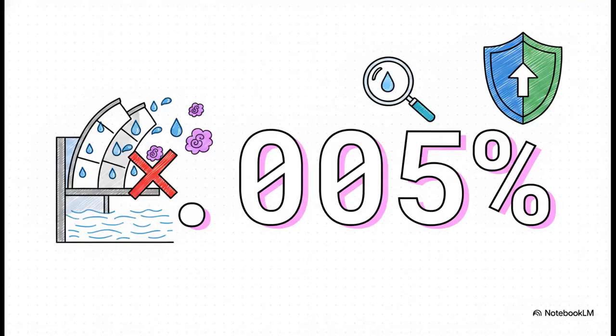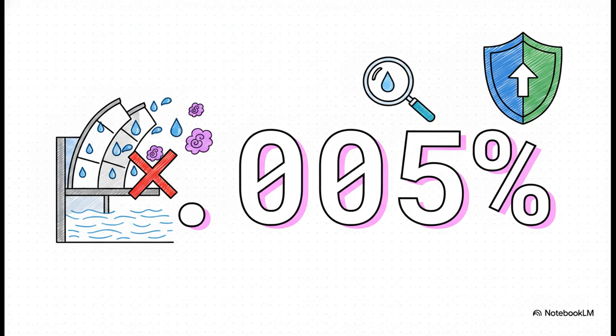And here is why that simple physics trick matters so much. A high-quality eliminator reduces what we call drift loss to under 0.005% of the circulating water. I mean, that is practically nothing. But this isn't just about saving water. It's an absolutely crucial safety feature. By trapping those rogue water droplets, it stops dangerous pathogens, specifically things like Legionella bacteria, from aerosolizing and floating out into the surrounding neighborhood.